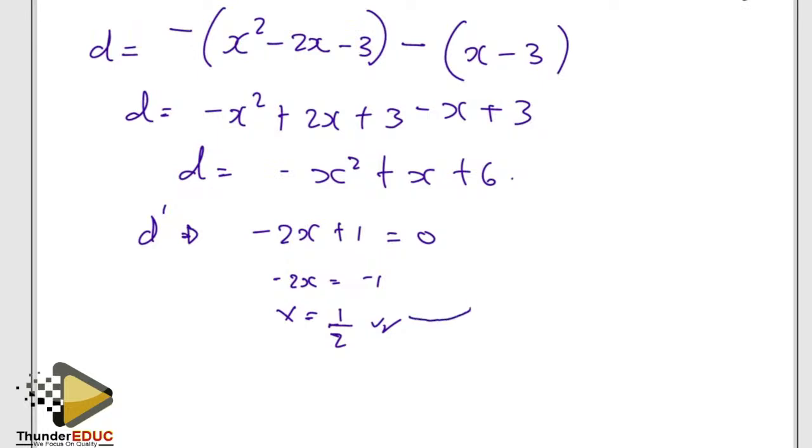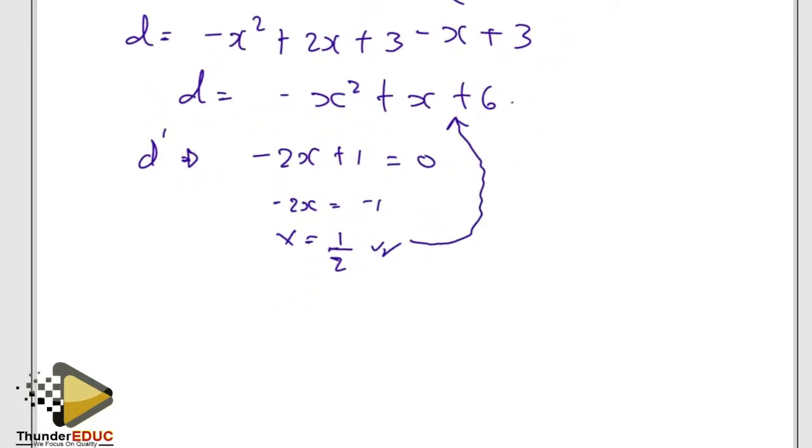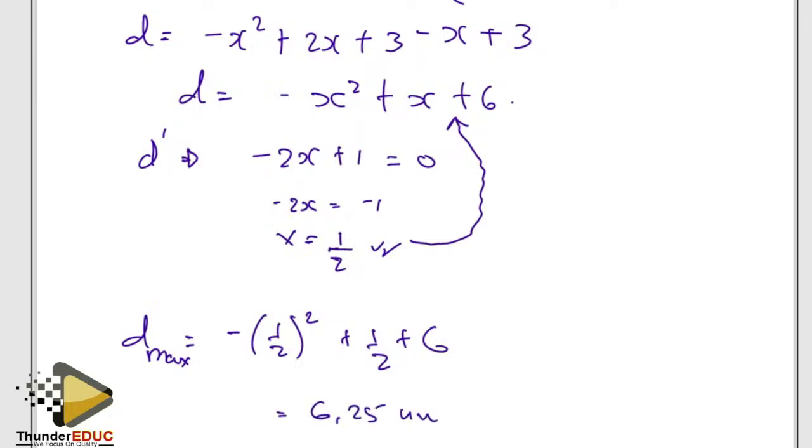Then I'll take this a half and substitute it back there. This is going to be negative a half squared, I'll say d max, and then plus my a half plus my 6. What I'm ending up with is 6.25 units. So that is what we get in that case.